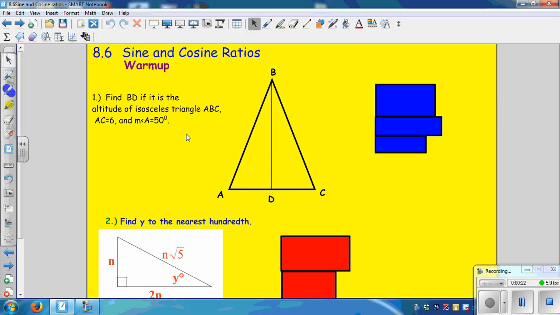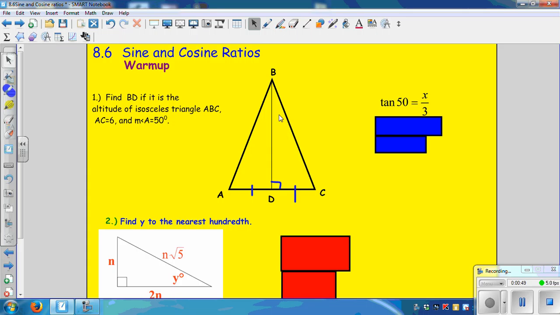Number 1, find BD if it's the altitude of an isosceles triangle ABC where AC is 6 and the measure of angle A is 50 degrees. Because BD is the altitude, it is perpendicular to the base and it bisects the base, so AD is congruent to DC. So to do your calculation, you have tangent of 50 is x over 3.